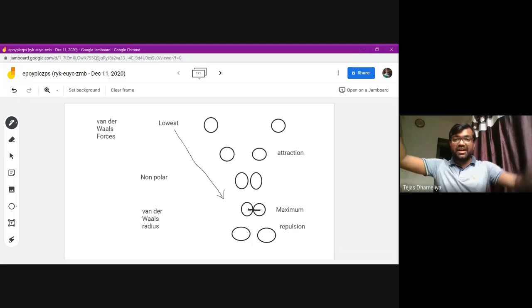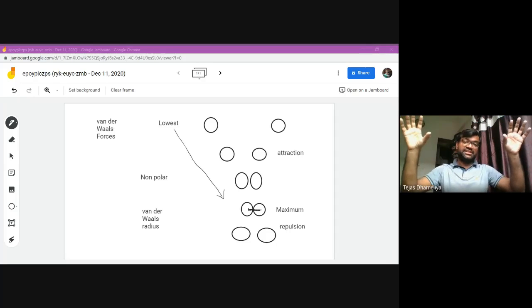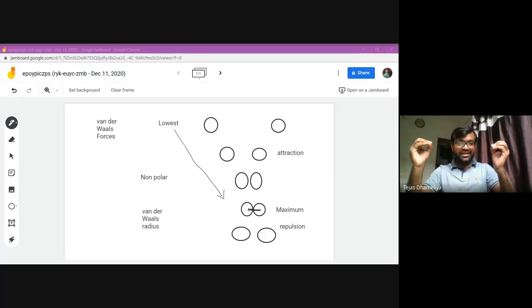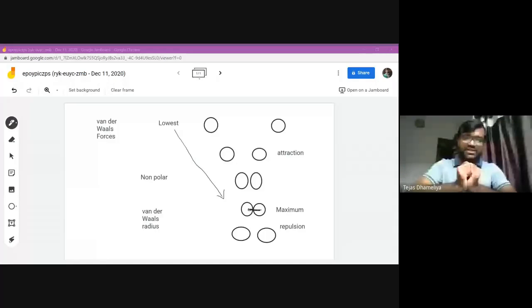When the molecules are apart from each other, this van der Waals force is zero. If they come closer, the magnitude is higher. If they come closer, the magnitude is further increasing. If they are in touch with each other, the magnitude of van der Waals force is highest. If you still try to bring them closer, then they will have repulsion. The more they go away from each other, the van der Waals force decreases. This is a kind of attractive force which depends upon the distance of the molecule.